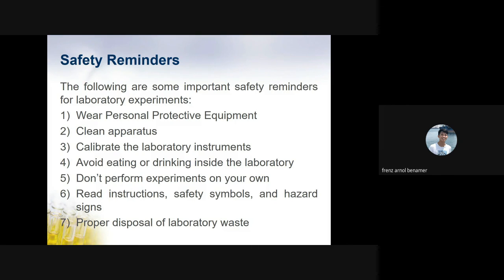Number 1, wear personal protective equipment. Second, clean apparatus. Third, calibrate the laboratory instrument. Fourth, avoid eating or drinking inside the laboratory. Fifth, don't perform experiments on your own. Sixth, read instructions, safety symbols, and hazard signs. And lastly, proper disposal of laboratory waste.